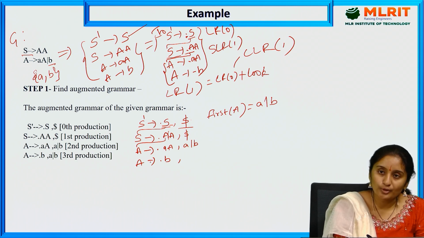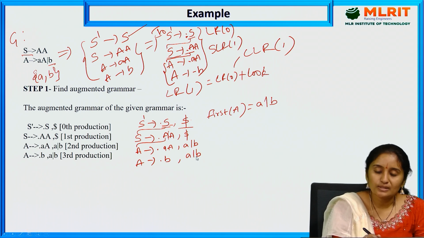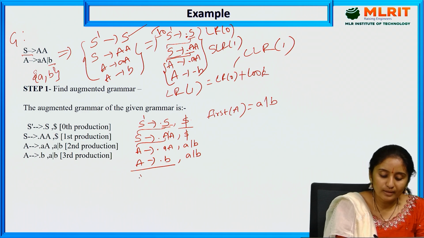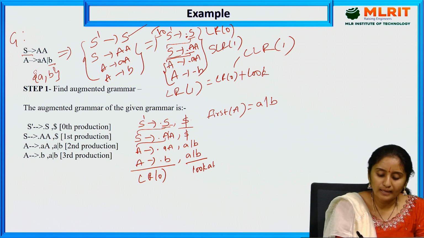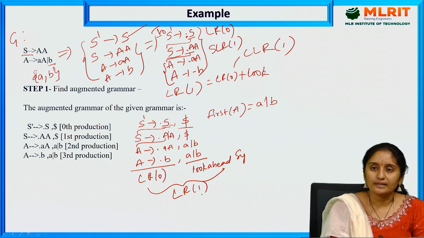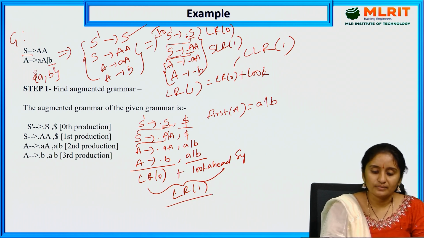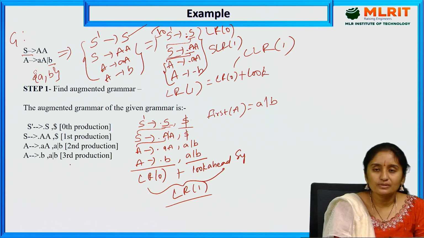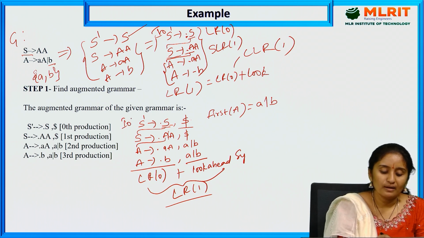As these two productions are written just because of this one, the same thing is going to be copied. So this is nothing but LR(0) items and this is nothing but the look ahead symbol. When these two are combined, we are going to have LR(1) items. So this is our I0 state.